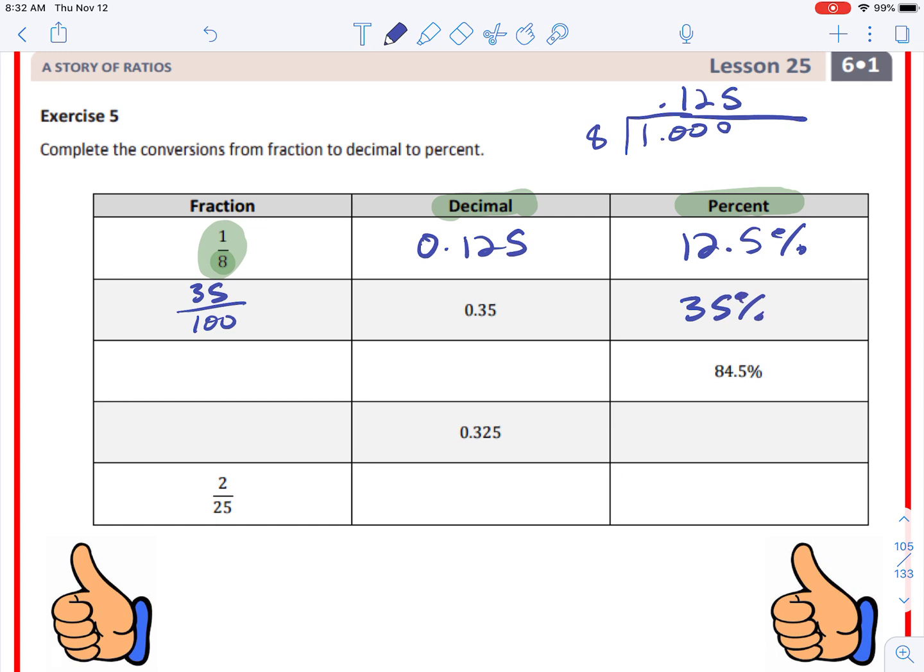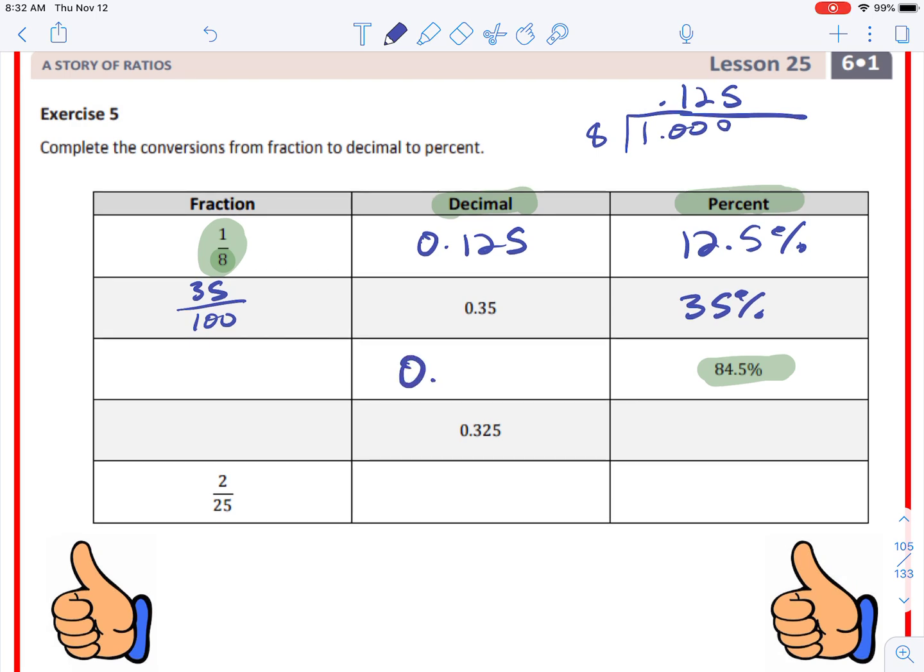Okay, now we have 84.5%. As a decimal, that would be 0.845 or 845 thousandths. And as a fraction, this could be 84.5 over 100 or 845 over 1,000.